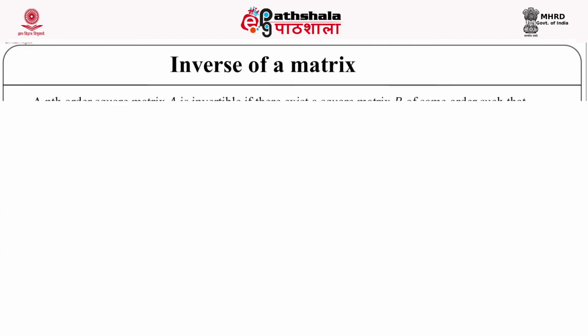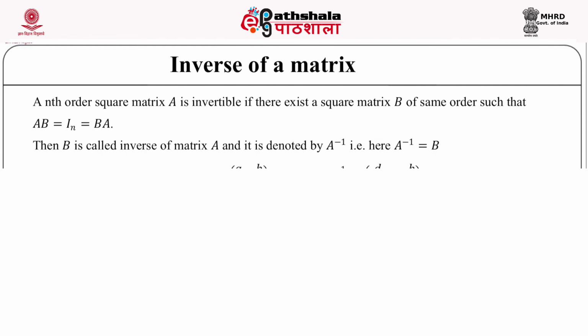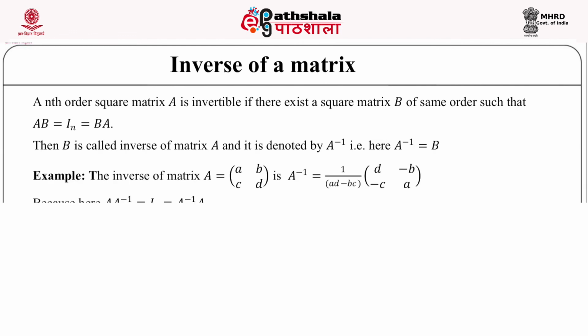Now inverse of a matrix. An nth order square matrix A is invertible if there exists a square matrix B of the same order such that AB is equal to identity matrix of nth order, which is again equal to B into A. Then B is called the inverse of matrix A, and it is denoted by A inverse. For example, let us find the inverse of matrix A, where A matrix is a, b, c, d.